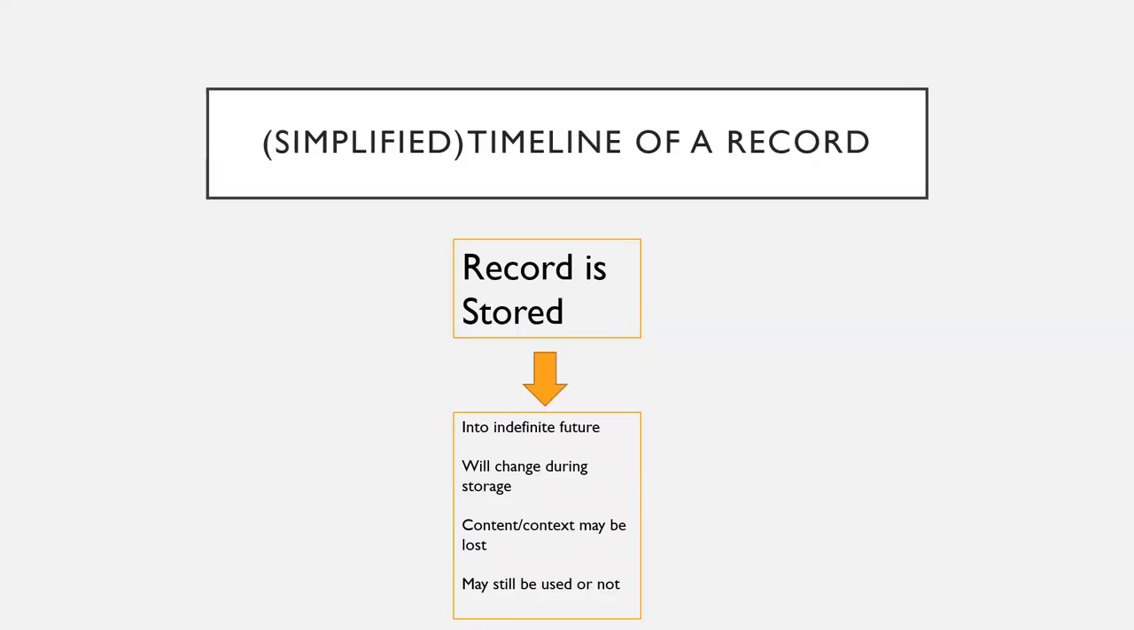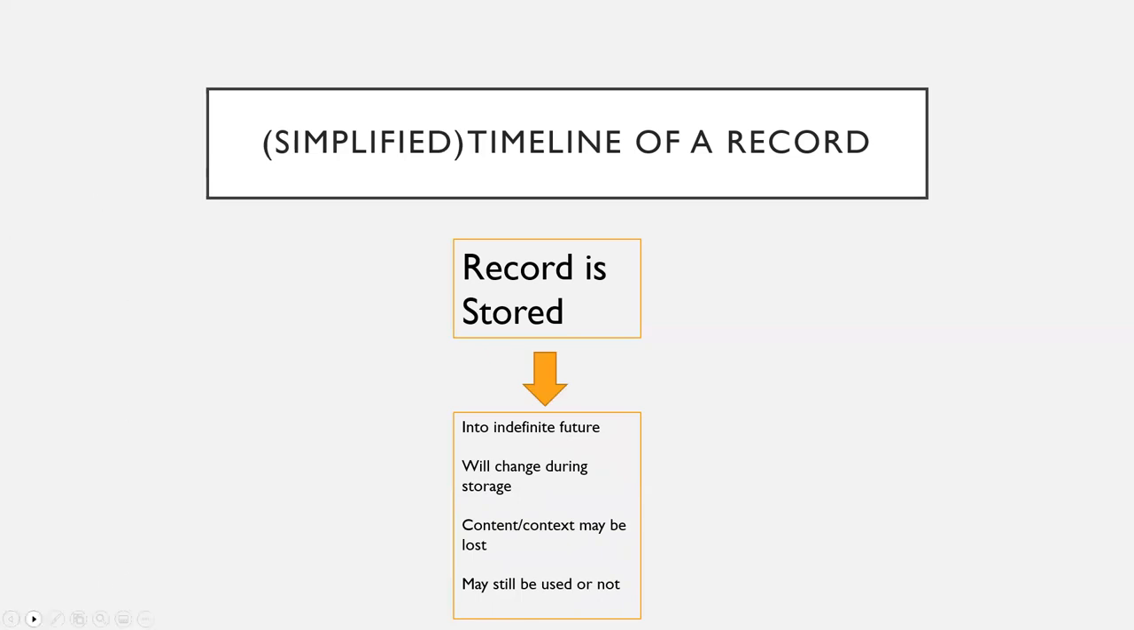And so, of course, during this storage stage, records may be used or not. Of course, not every record in an archive is used. Records may be on a shelf or on a server for decades and decades and not be used. Obviously, that's not really the ideal. As archivists, we want people to use our records, but sometimes that happens. But the records still need to be stored and preserved and taken care of nonetheless.